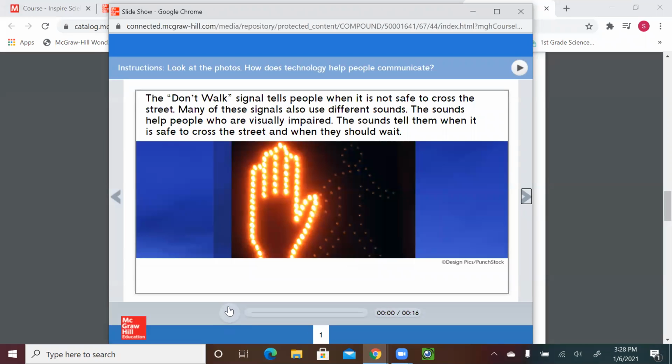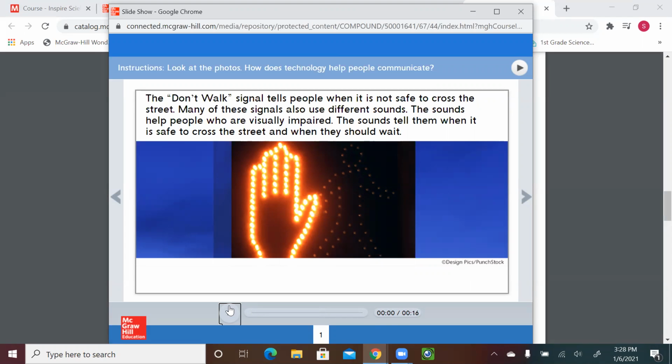Another technology. The Don't Walk signal tells people when it is not safe to cross the street. Many of these signals also use different sounds. The sounds help people who are visually impaired. The sounds tell them when it is safe to cross the street and when they should wait. So this is another technology that helps people to communicate.